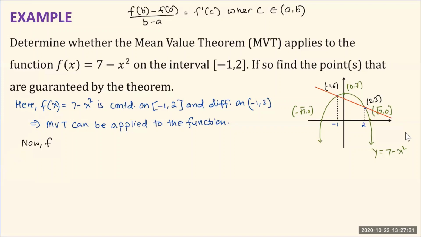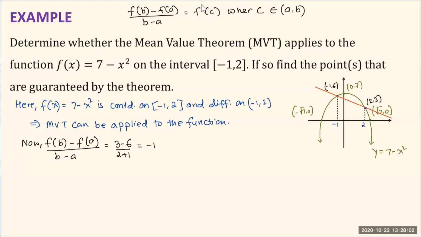Slope of the secant line, that is f of b minus f of a over b minus a, which is equal to, f of b is 3, f of a is 6. So it becomes 3 minus 6 divided by b minus a, b is 2 minus a, negative 1, that is 2 plus 1, which is equal to negative 3 over 3, that is equal to negative 1. So slope is negative 1.